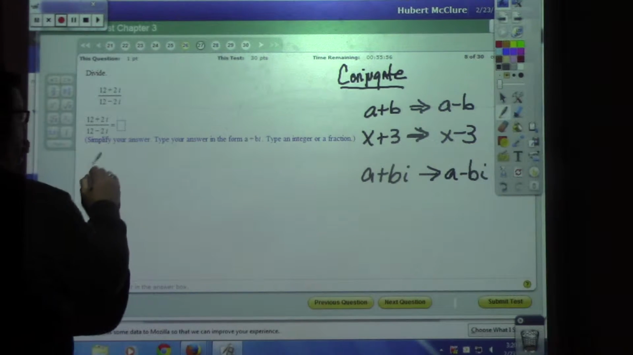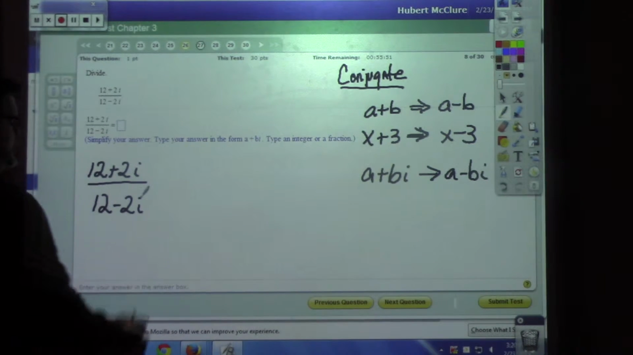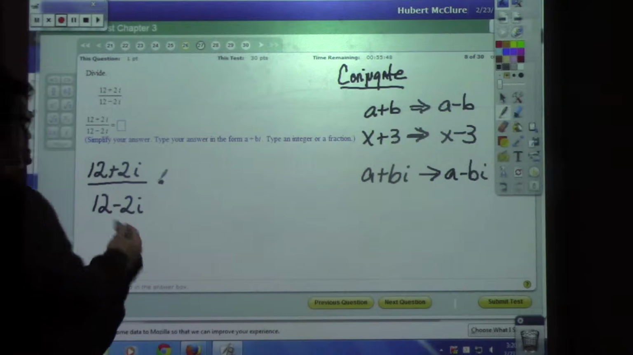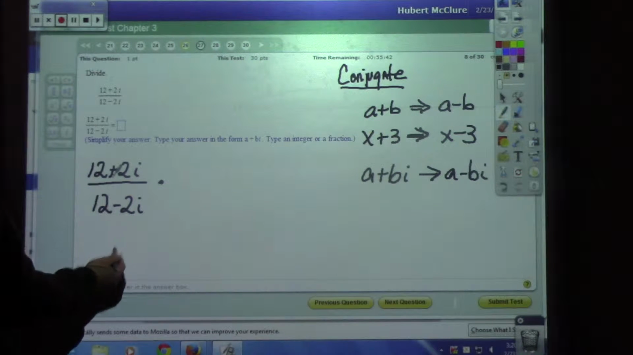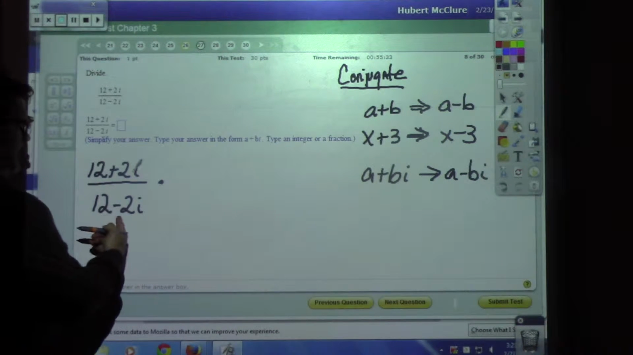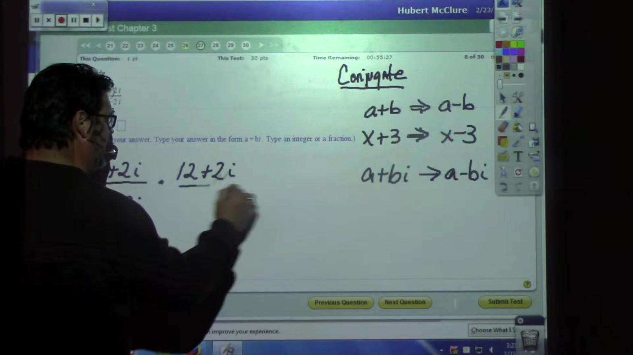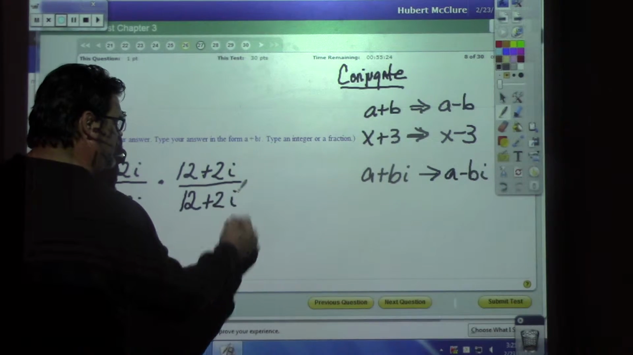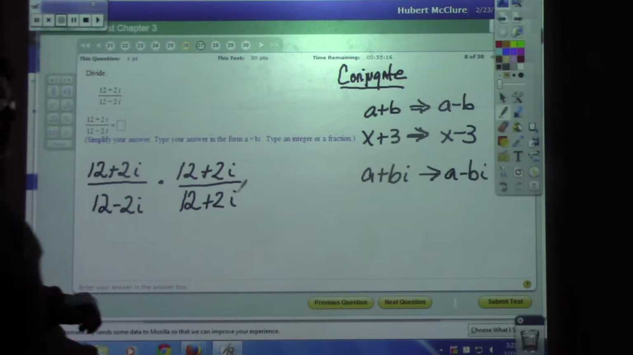So, 12 plus 2i over 12 minus 2i. I'm going to multiply by the conjugate of 12 minus 2i. Why am I not focusing on the numerator? Because what do you not want in the denominator? You're right, a radical. So you're focusing on the radical in the denominator. You care less about this. So what's the conjugate of 12 minus 2i? 12 plus 2i. So you're going to multiply by 12 plus 2i over 12 plus 2i. And what is that? 1. That's right, class. So you're multiplying the whole thing by 1.